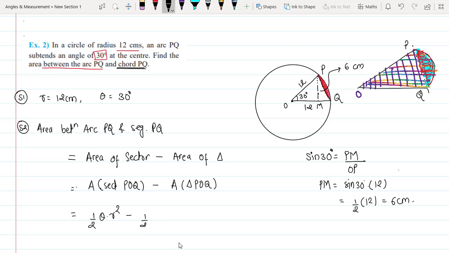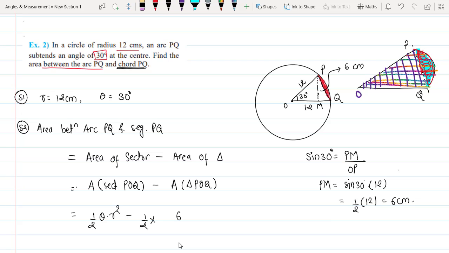It's half into base into height. How much is the base? It's 12. How much is the height? It's 6. You can take either side as the base. If you want to take this base, then you have to take the height with respect to OP. But we have the height with respect to OQ. That's why I have taken the base as OQ.